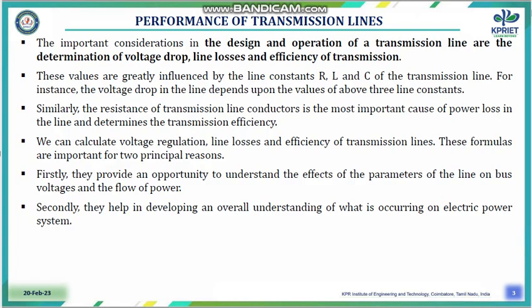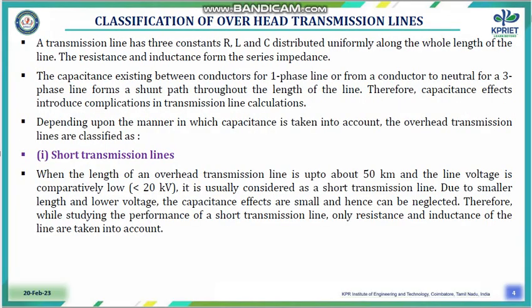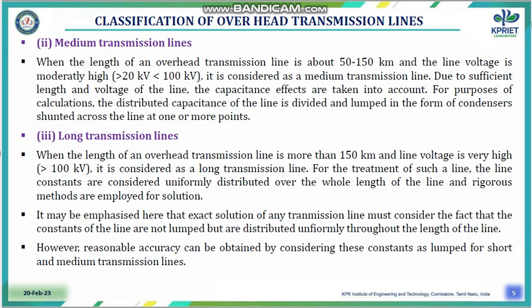Here, to determine the performance of a transmission line, three parameters or constants play a major role. The constants are R, L, and C. So directly we'll go to the short transmission line. When the length is up to 50 km and the voltage level is up to 20 kV, it is considered a short transmission line.